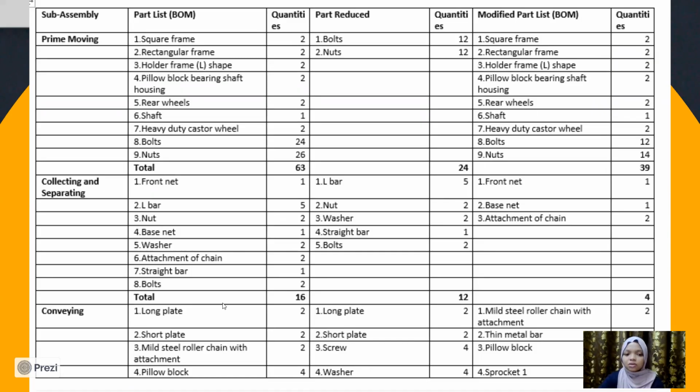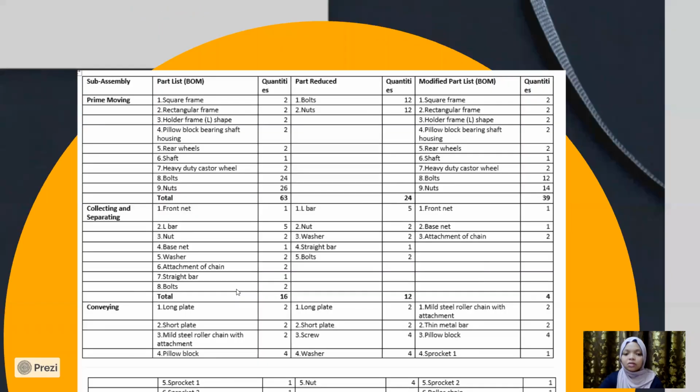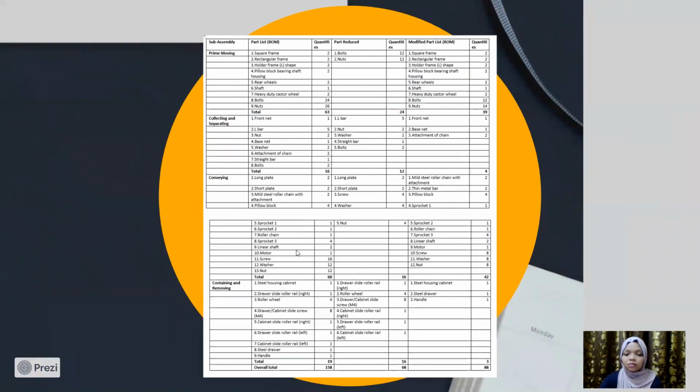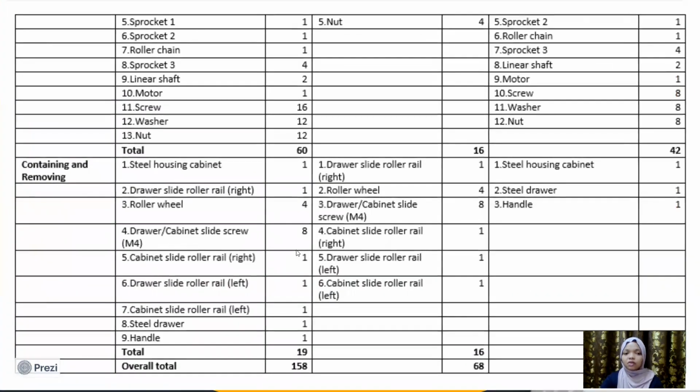The third part is conveying. The total for conveying from the design before the FMA is around 16. After the FMA, we get only 42. So we reduce around 60 parts.